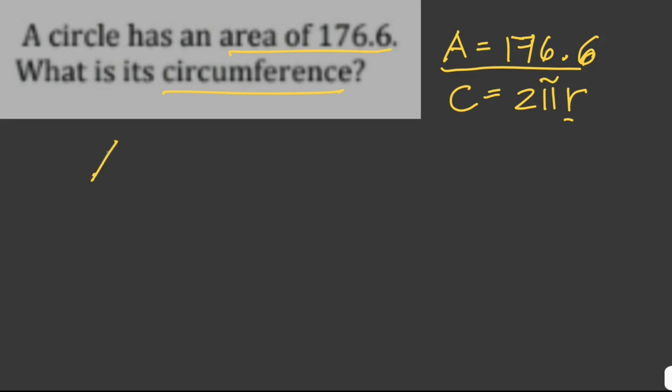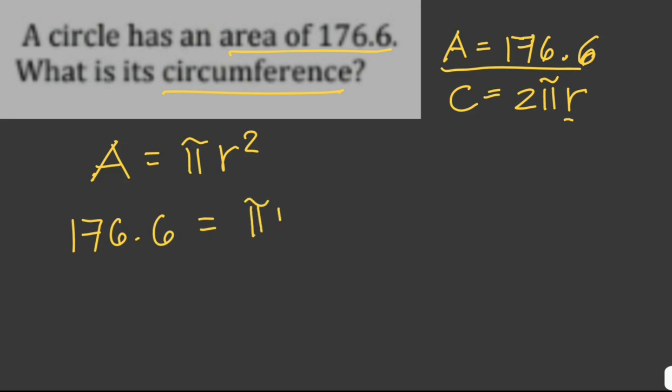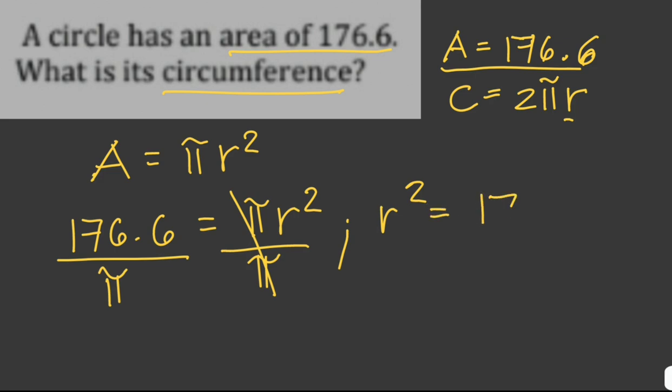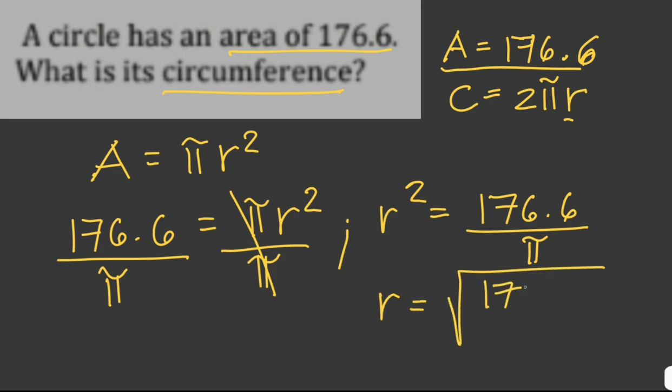So the area of the circle is just equal to pi r squared. Since we are given the value of the area, we just have to plug in that one to the formula. So this is 176.6 equals pi r squared, and then we divide both sides by pi to get rid of this. Then we have r squared equals 176.6 over pi, and then r is just equal to the square root of 176.6 over pi, where pi is equal to 3.14.